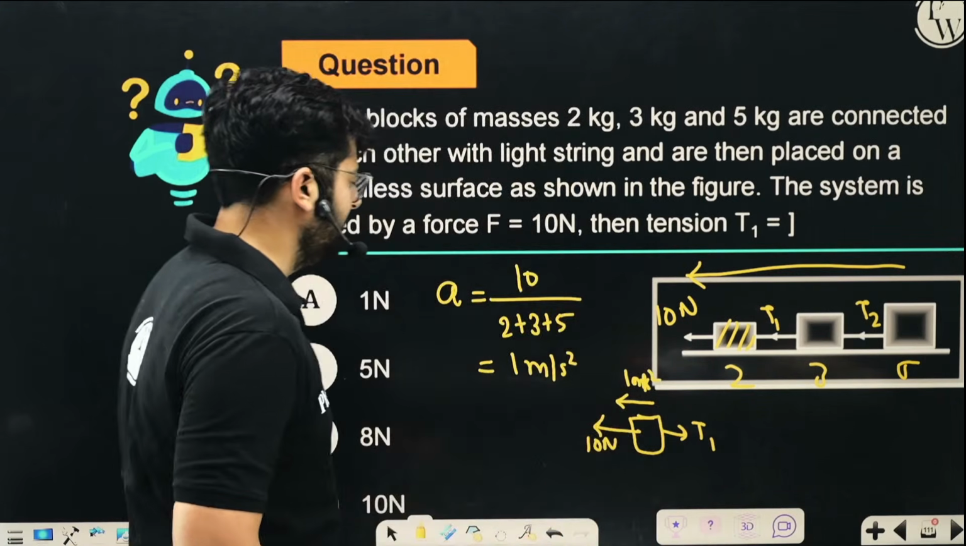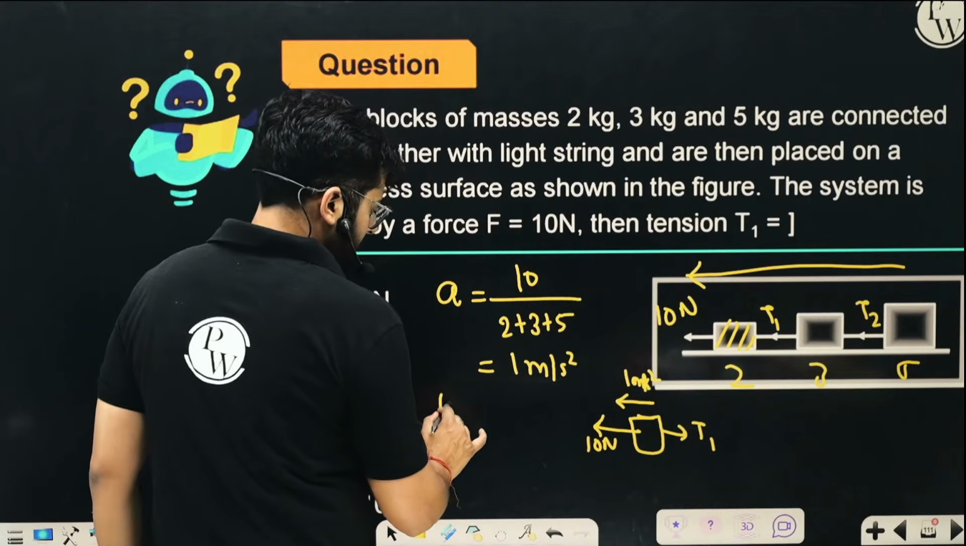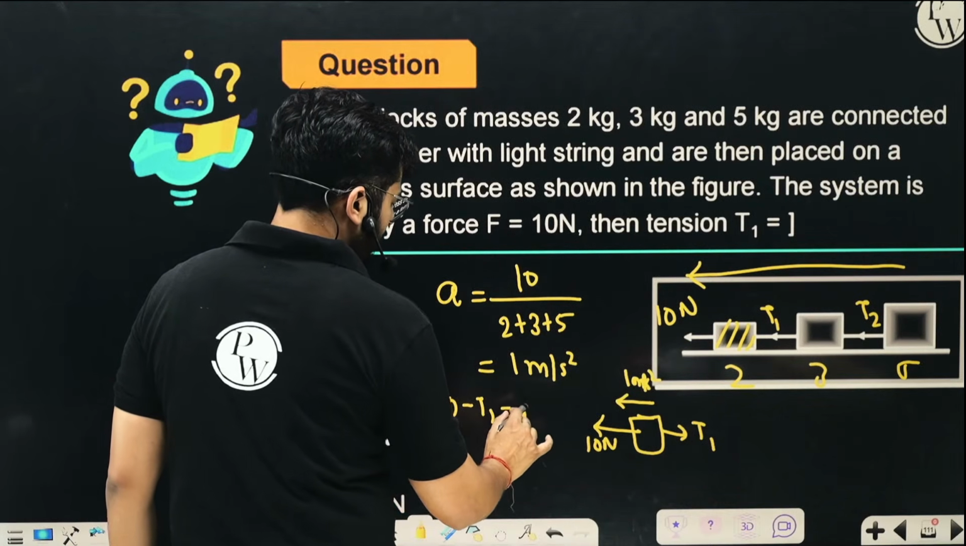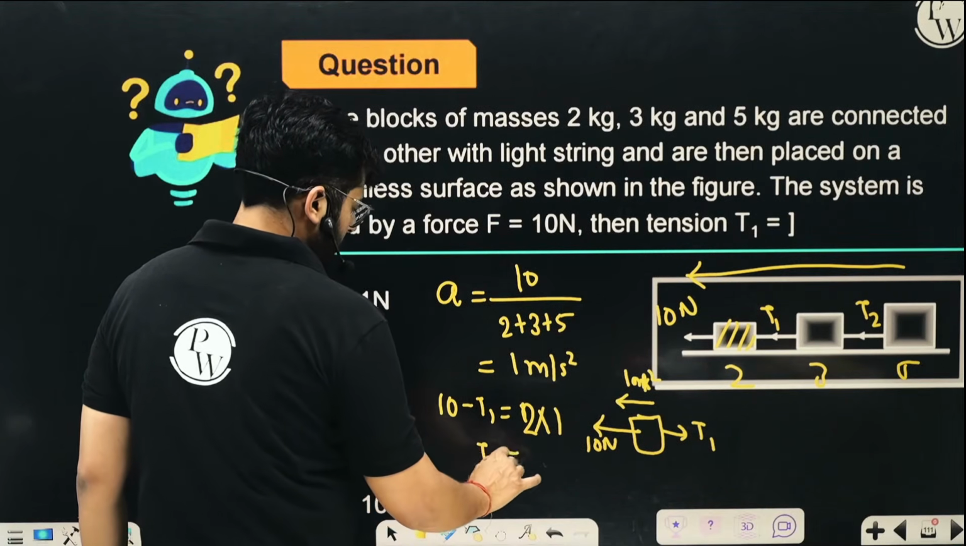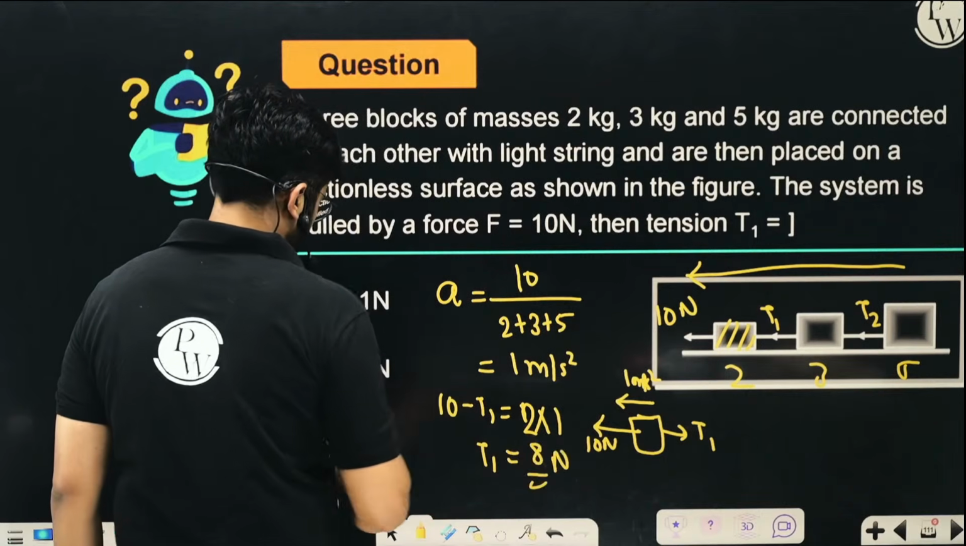So by looking at the FBD, we can say that 10 minus T1 is mass, which is 2 kilogram, into acceleration. So T1 is equals to 10 minus 2 or 8 Newton. So option C is correct.